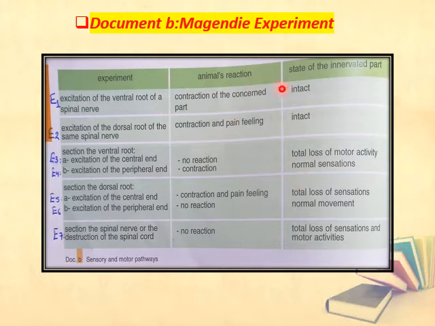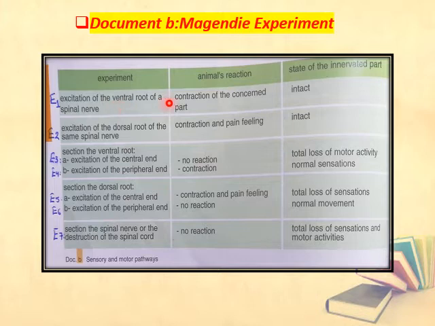First of all, this document concerns Magendie's experiment. It's a very important experiment. I want you to open your books and to make beside each experiment like me. This one corresponds to experiment 1, E1, E2 part A, E3 part B, E4, E5 part A and B, E6, and finally E7. E refers to excitation. What do you mean by excitation? It means stimulation, where we apply a stimulus.